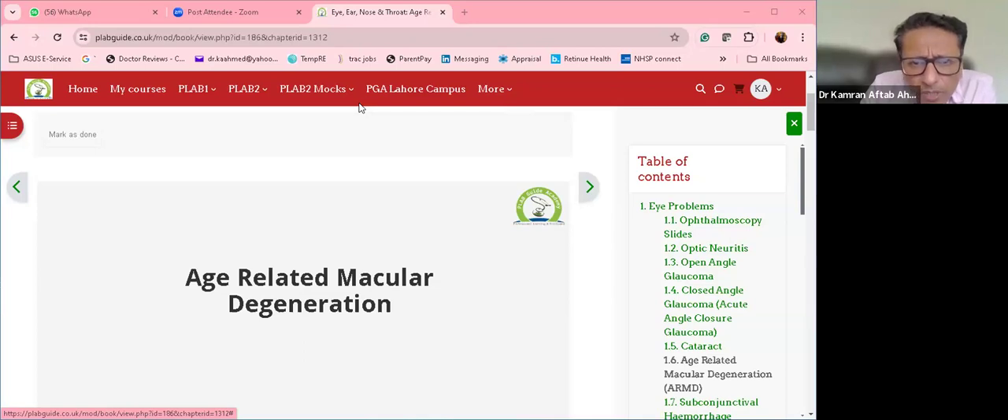Now, someone asked, can visual vertigo be classified as legal blindness? No. Vertigo has nothing to do with blindness. Drusen seen in dry age-related macular degeneration. I'm not sure if this is a question or an answer. Yes, drusen are typical of dry age-related macular degeneration in early cases.